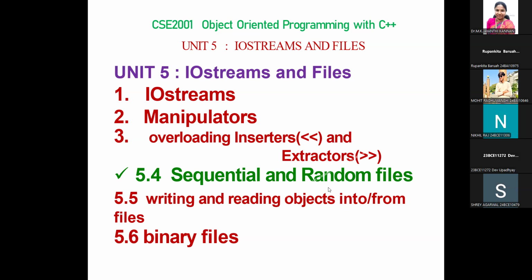Any doubt in the previous class topics? What did we discuss in the last two classes? Input output stream operations, and manipulators in C++ like setw, endl, setprecision. In the same way, how we can overload the insertion operator, less than, and the extraction operator, greater than. In today's class, we are going to discuss sequential and random access files.